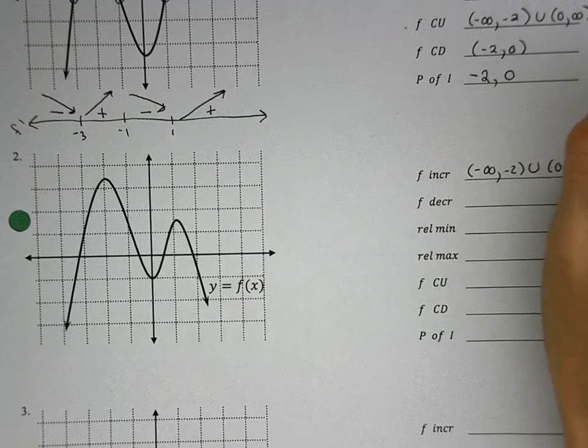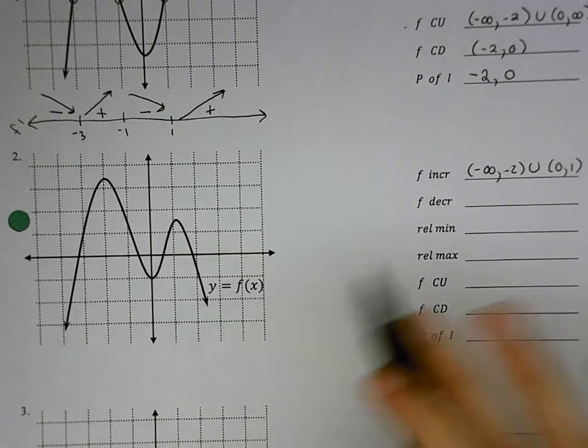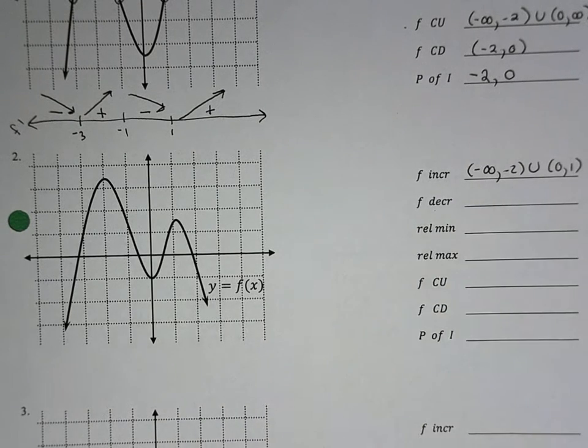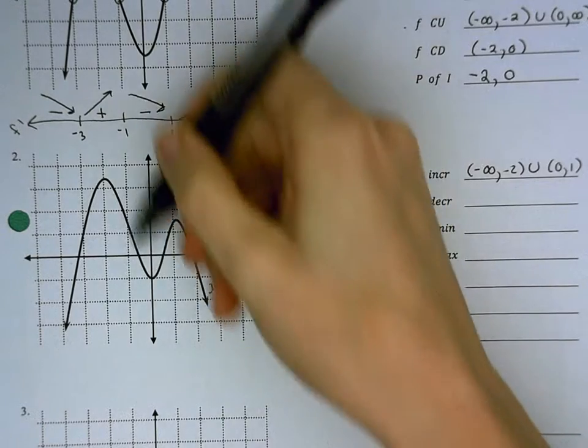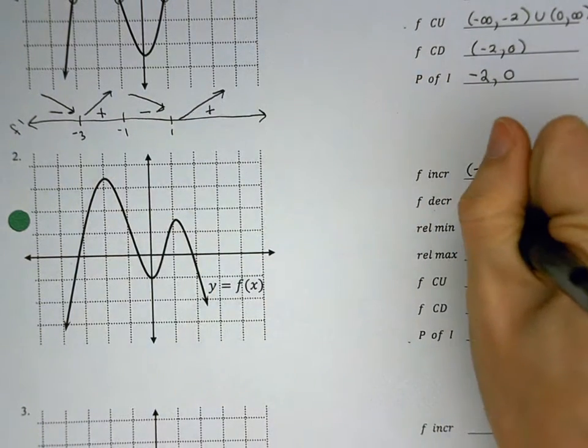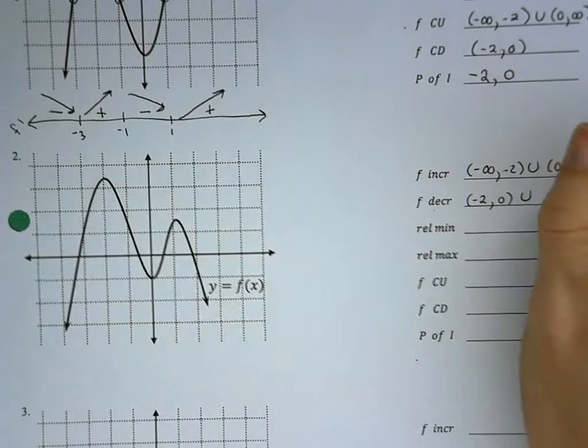Right? Where is f decreasing? Well, that's f. So where is it decreasing? Where is it going down? It's going down here from -2 to 0. And here from 1 to infinity.